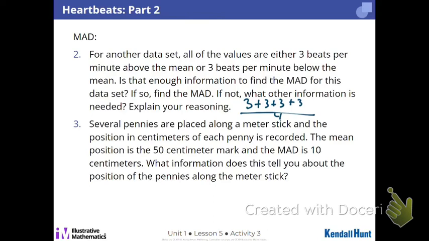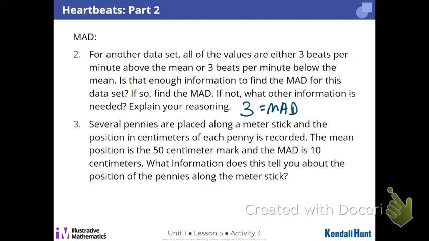What's the average always going to be? 3. So we know it's 3. Yeah. We know it's 3, because it said all the data is either 3 more or 3 less. So all the data is exactly how many away from the average? 3. Which means our mean absolute deviation has to be 3.